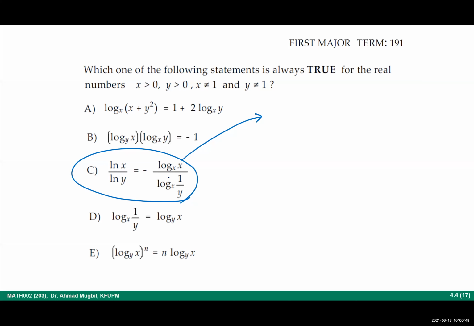How to show that this is true? Miqdad, you are raising your hand. Lower it, please, if you don't have a question.